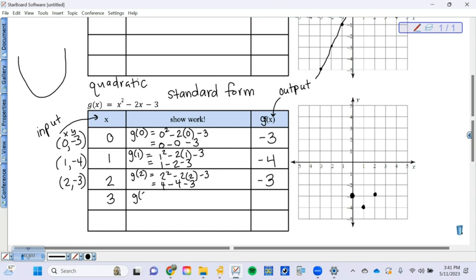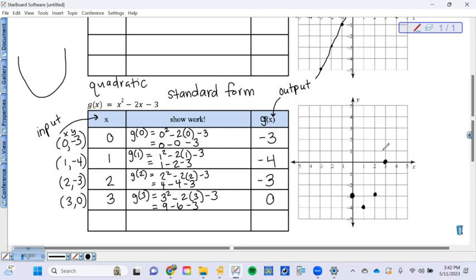G of 3 is 3 squared minus 2 times 3 minus 3. What's 3 squared? 9 minus, what's 2 times 3? Minus 6 minus 3. What's 9 minus 6 minus 3? 0. So (3, 0) is a point on my graph. When 3 is the input, 0 is the output. And what is that point called, Micah?